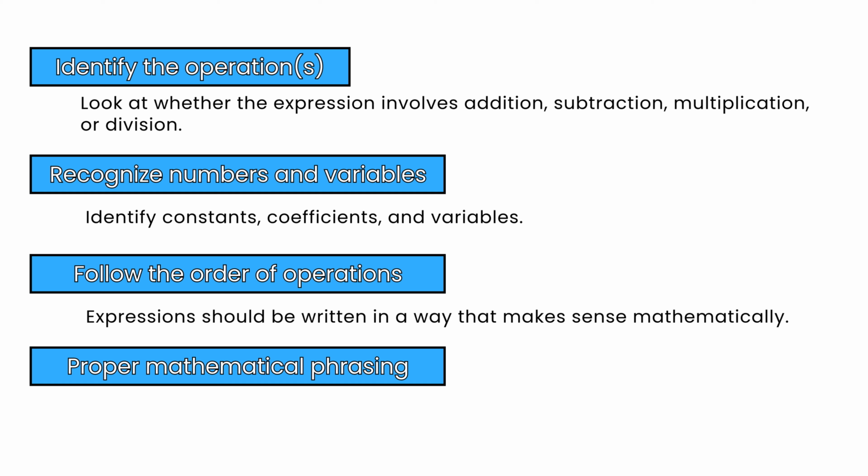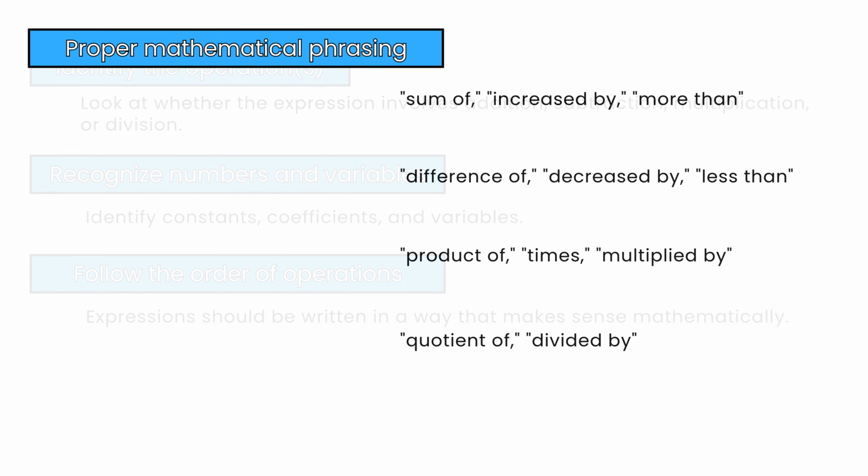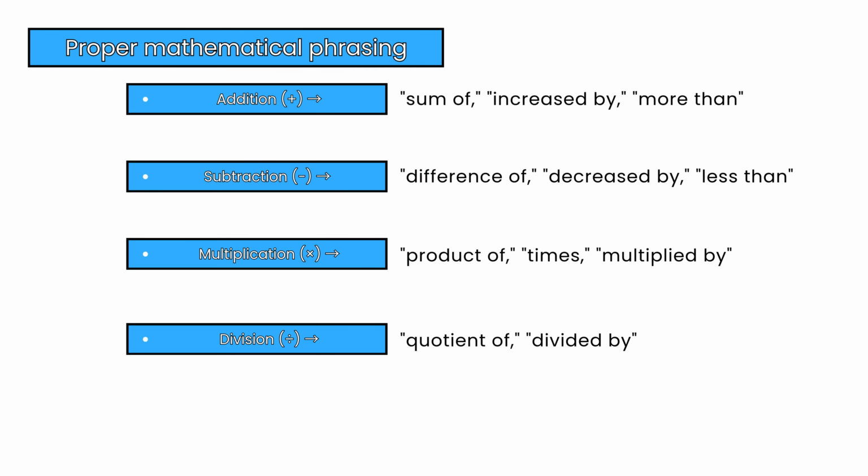Always follow the order of operations to ensure the expression makes sense mathematically. Use proper mathematical phrases. For example, common phrases for addition include sum of, increased by, and more than. For subtraction, we use difference of, decreased by, and less than. For multiplication, we use product of, times, and multiplied by. For division, we use quotient of and divided by.